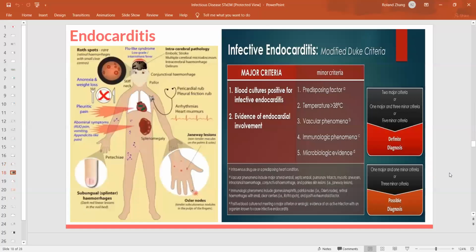On the right of the slide, next slide, you can see the Duke criteria. But like I say, you don't really need these criteria to diagnose it. Your clinical suspicion should be the diagnosis.